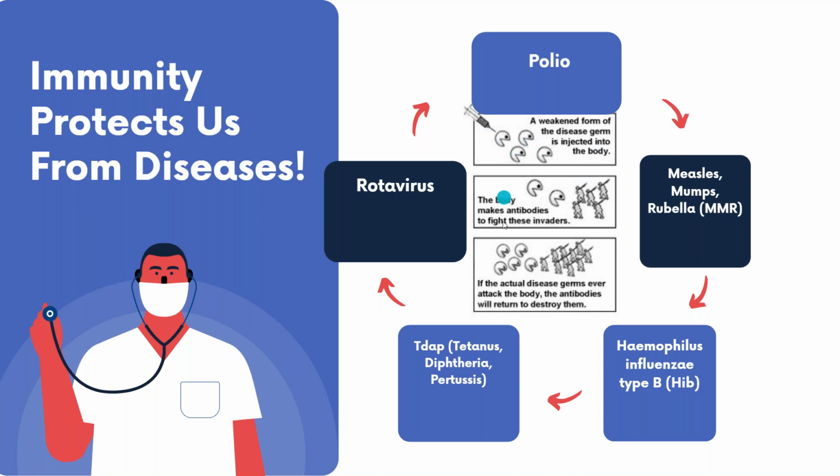So this is a little picture here to show that a weakened form of the disease germ is injected into the body with the vaccine. The body makes antibodies to fight these invaders. Those are the antibodies. And then if the actual disease germs ever attack the body, the antibodies will return to destroy them. So this is how our bodies get immunity to protect us from diseases.